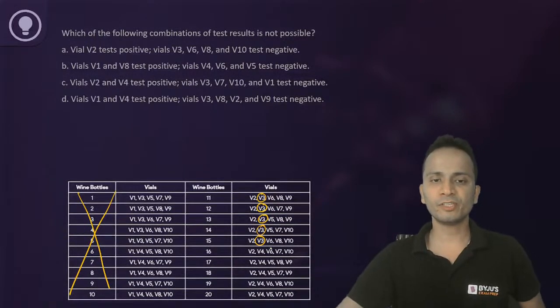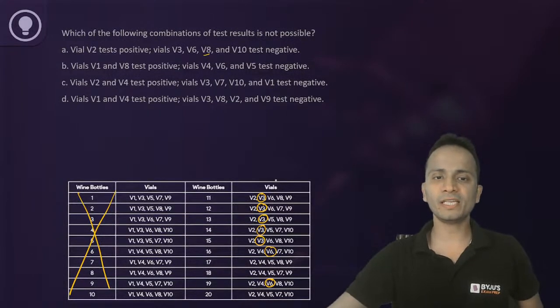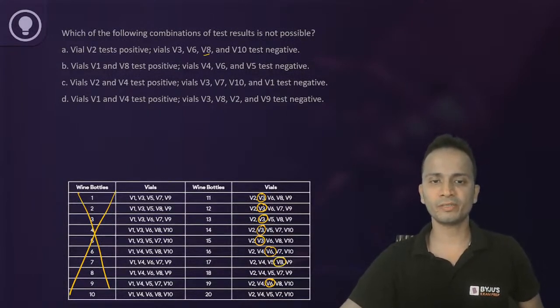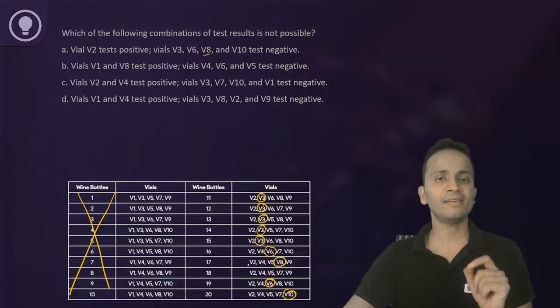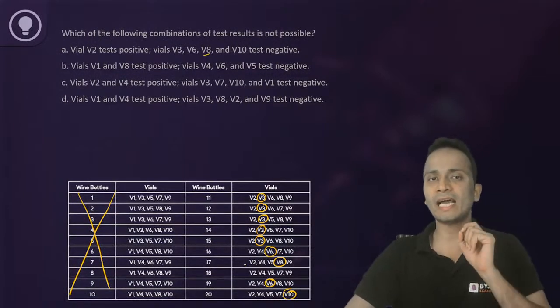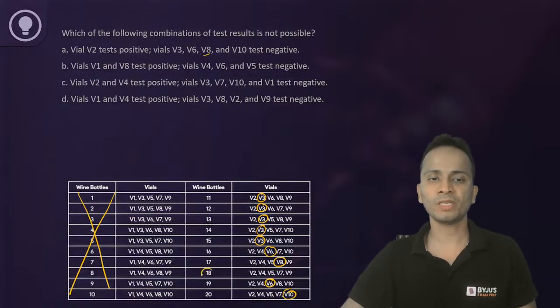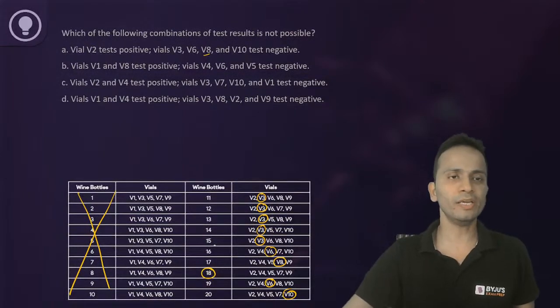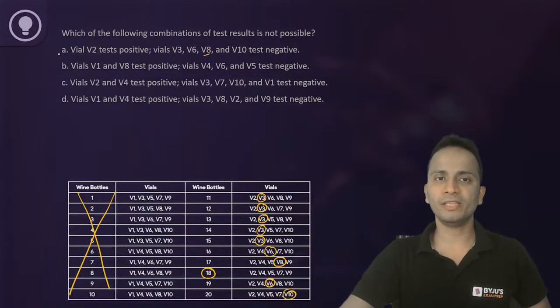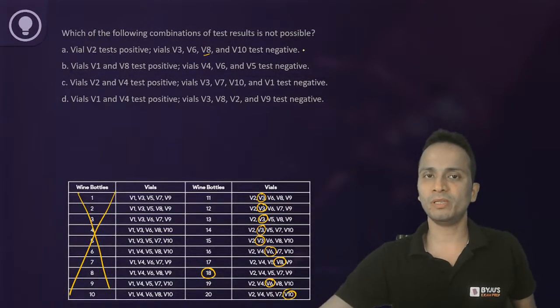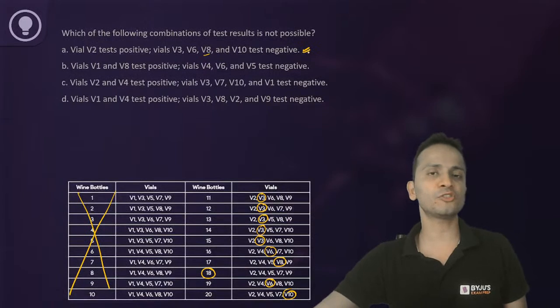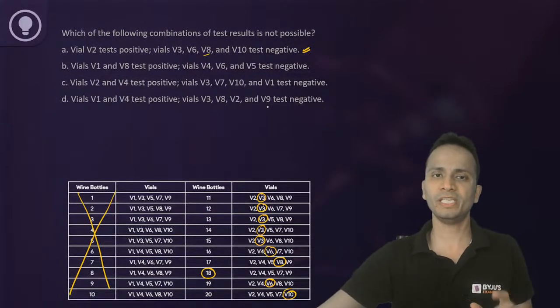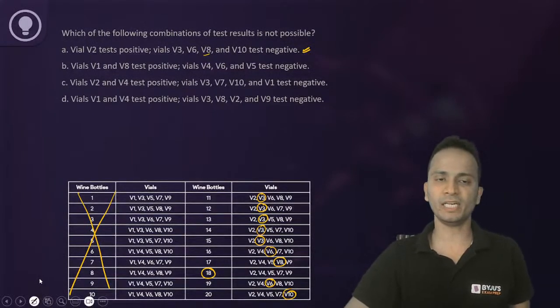V6 is negative, poison cannot be here as well as here. V8 is negative, it cannot be here. Okay. Now V10 is negative, it cannot be here. So now at the end, I can shortlist exactly one bottle which has poison. That is bottle number 18. Okay. So option A, this test result is possible. Okay. So if this test result is possible, this option cannot be the answer. So option A cannot be the answer.